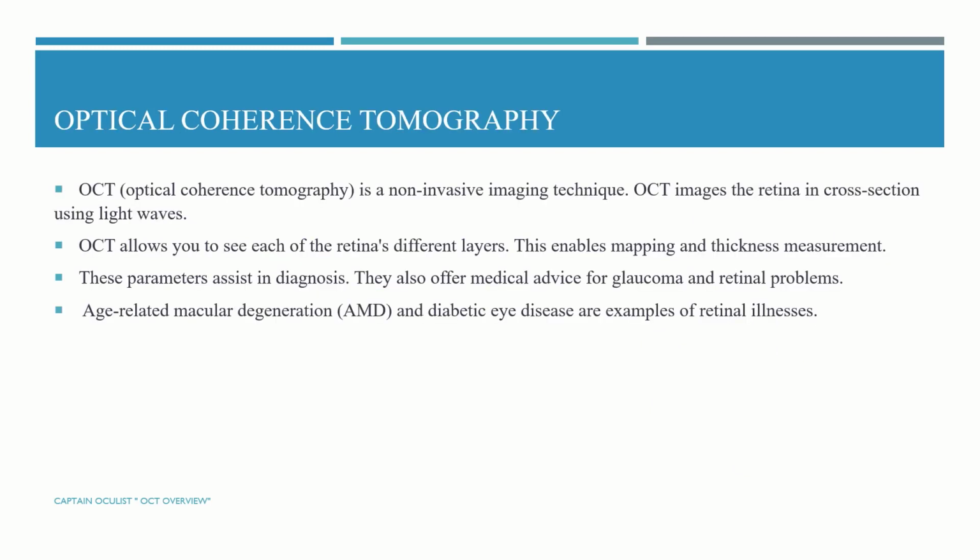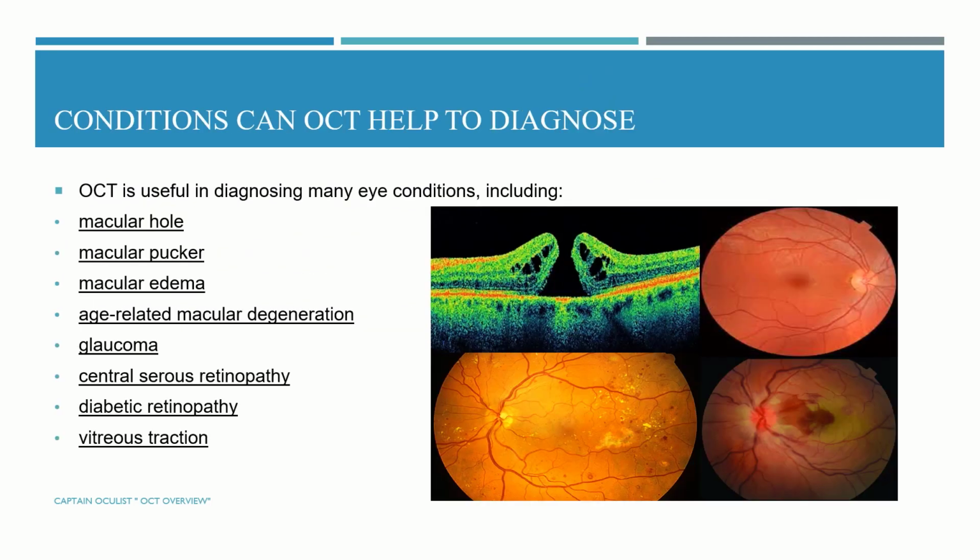Okay, now first of all the question arises in our mind, what is OCT? OCT is Optical Coherence Tomography, a non-invasive imaging technique. OCT images the retina in cross-section using light waves. OCT allows you to see each of the retina's different layers. As we know, we have 10 layers in the retina, and in order to know in which layer the pathology exists, we use OCT. It scans and tells you exactly in which layer it lies.